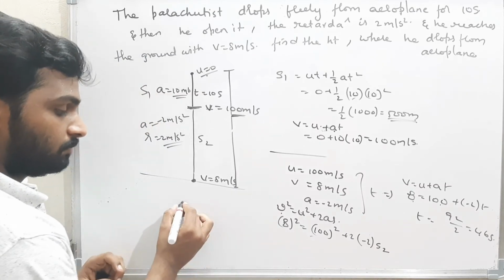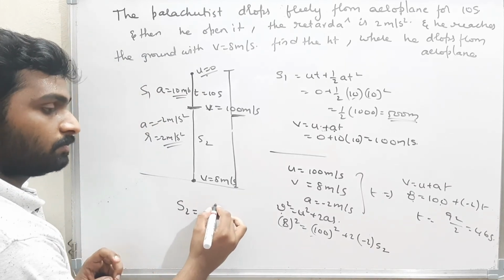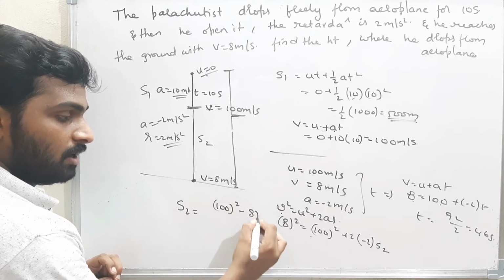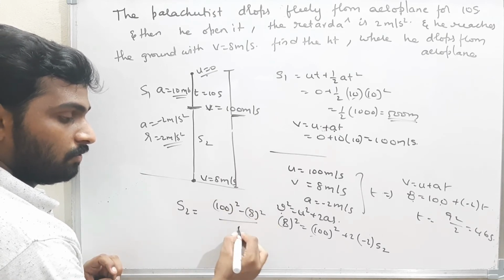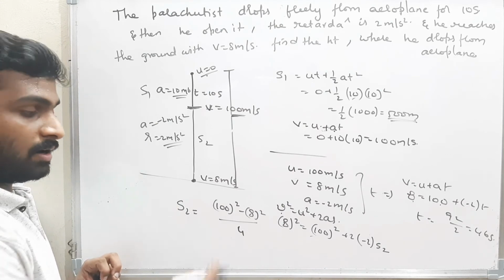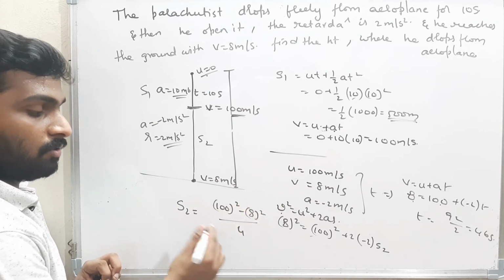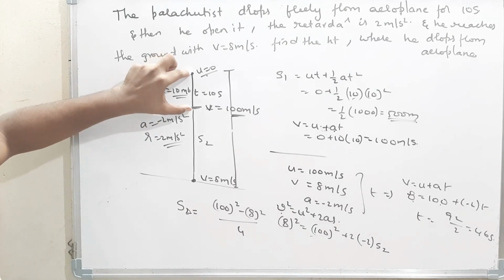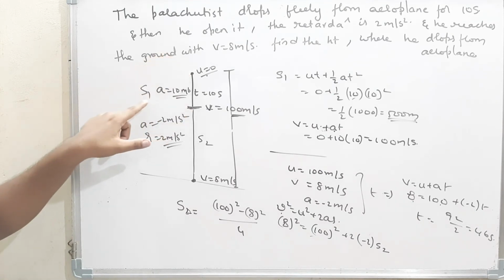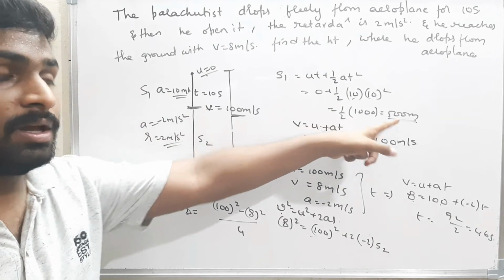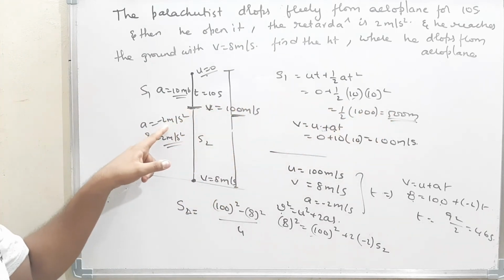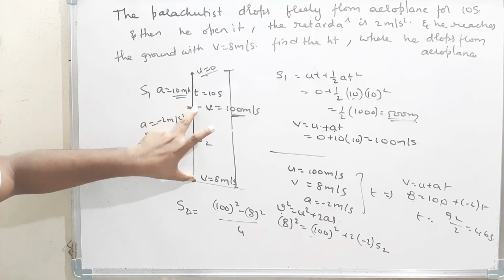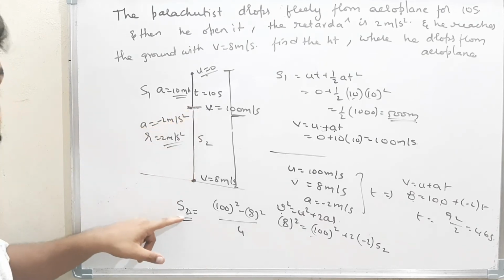Now what is S2? S2 is equal to (100 whole square minus 8 whole square) by 4. That is S2. That means from the starting point, for 10 seconds, the distance traveled is S1, which is 500 meters. And from there the retardation is 2, that means acceleration is minus 2. Here the distance traveled by the person is S2, that means this much distance.